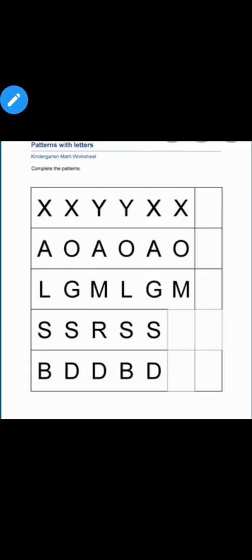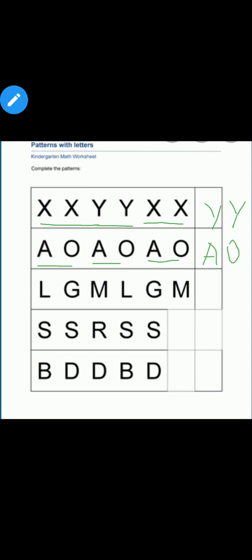If you look here now, this is a pattern with letters, the alphabets. In the first line we see x, x, x, y, y. So again x, x, it's repeating. Again here it will come y, and if there was a blank space here also, it would have continued to y. And here a, o, a, o, a, o, again it will continue a, and if there was another blank space, it would have been o again.